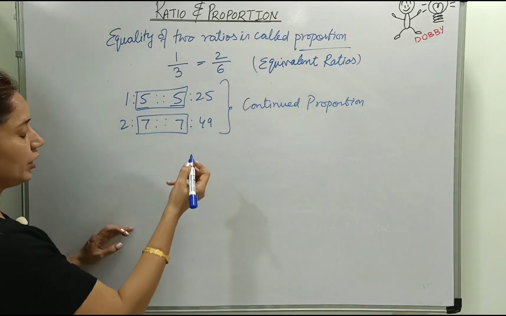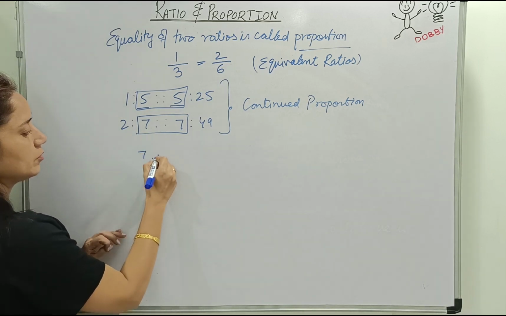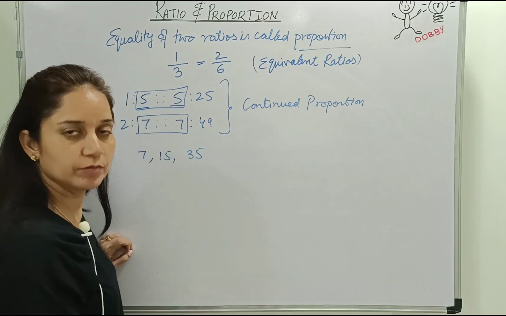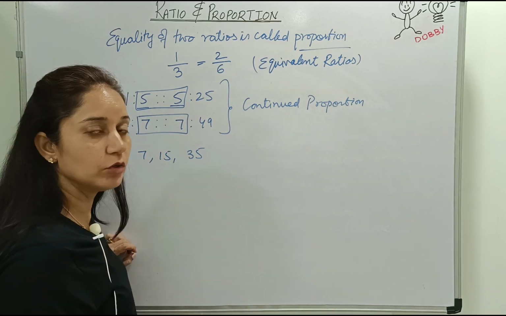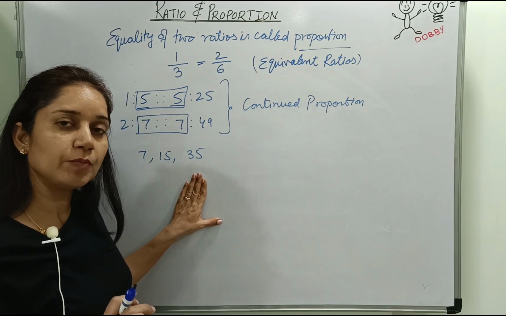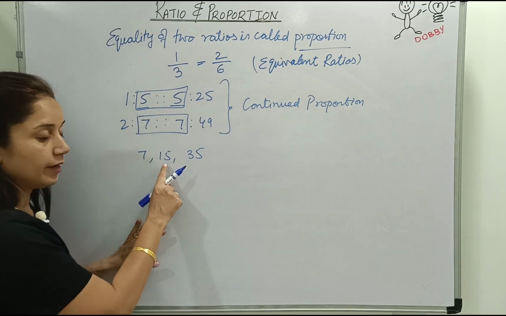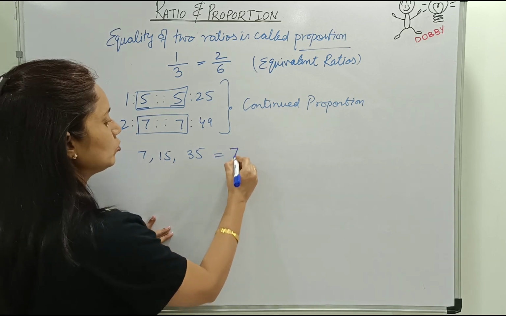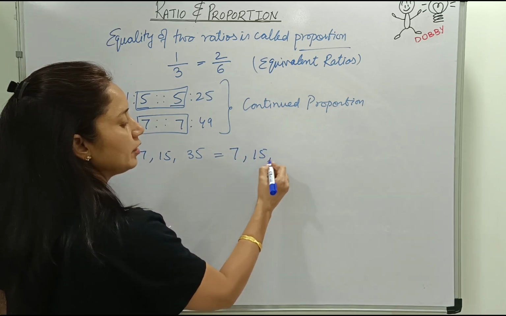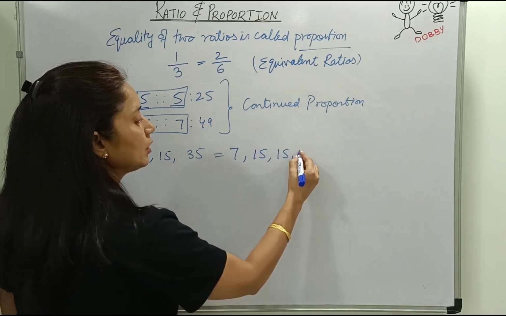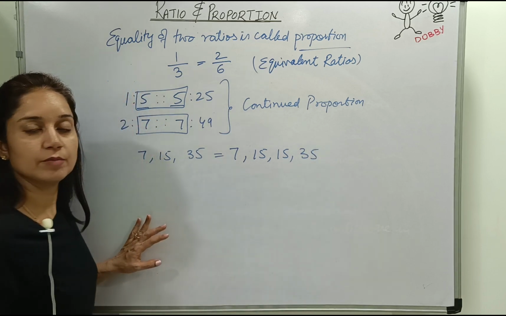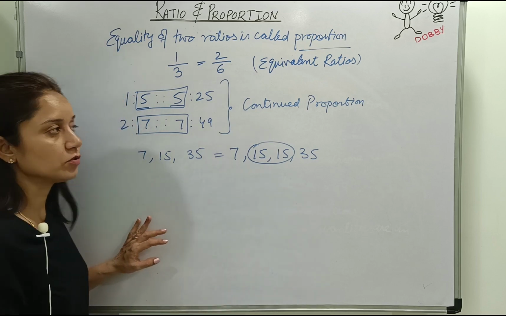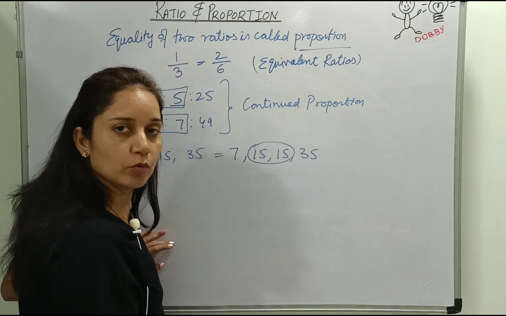Same ways, if 3 quantities are given to you, suppose 7, 15 and 35, right? 3 quantities are given to you. When it is said to be continued proportion? When the second and third term are equal. So it is equal to 7, 15. Repeat the second term and the fourth term as it is. So second and third term, when it is repeated, it is called continued proportion.